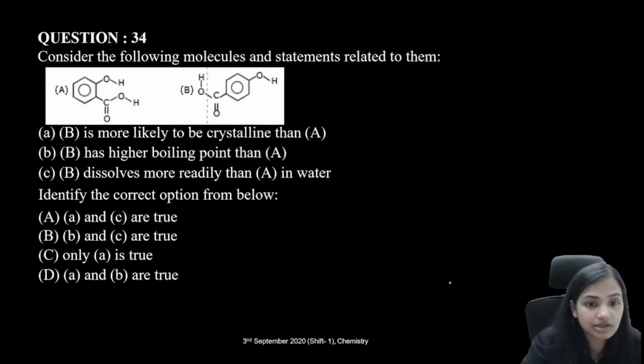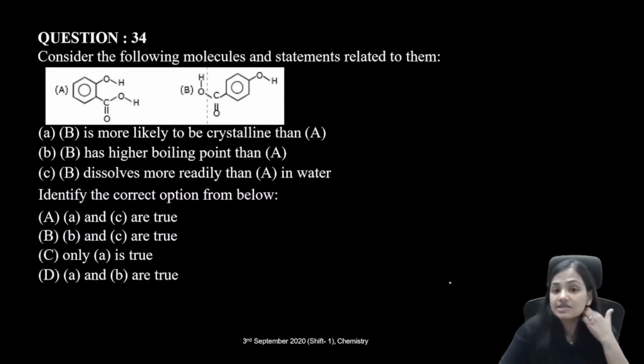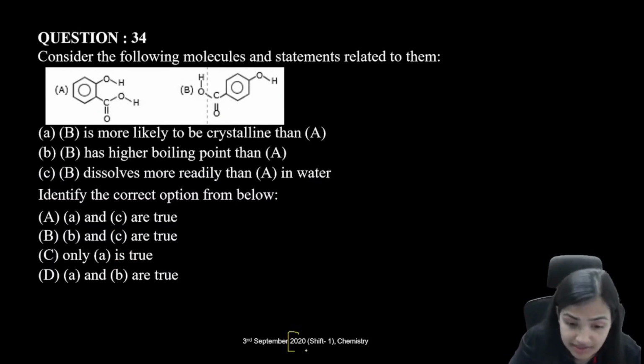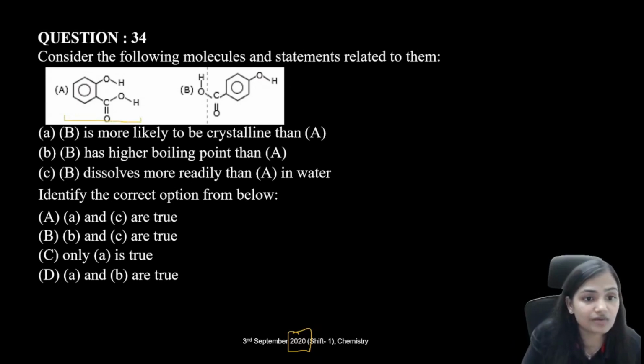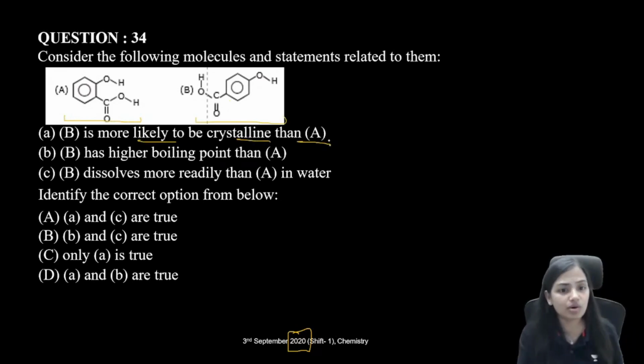Another question. Can you do this? Consider the following molecules and statements related to them. This question also came in the September exam, that is in 2020 shift 1. So the question says that if you have such a molecule, how will you answer the question? This and this. B is more likely to be crystalline than A. Will B be more likely to be crystalline? Will it form the crystal structure?